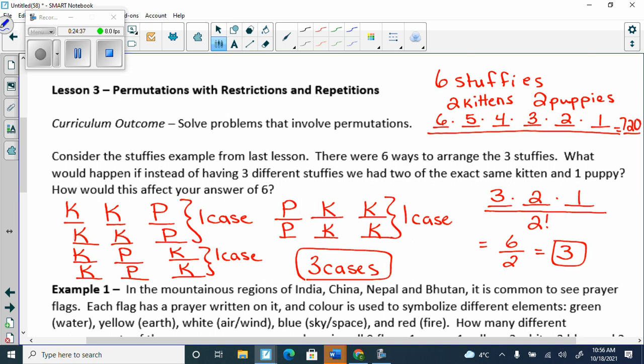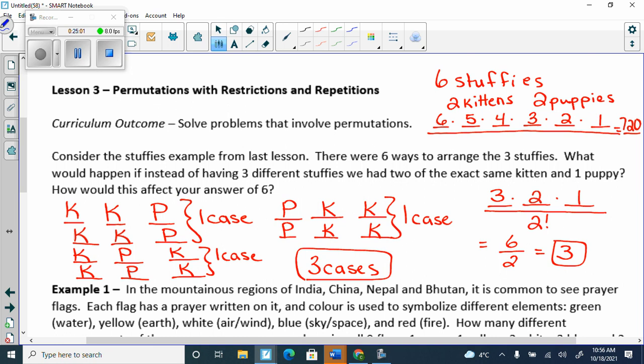The problem is 2 kittens look exactly the same. So there's going to be cases where I swap them, but you can't tell. And 2 puppies look exactly the same. There's going to be cases where I swap them and you can't tell. So last time we divided by 2 factorial for the 2 kittens, correct? We are not going to divide by 4 factorial because that would mean I have 4 that are exactly the same. Do I have 4 that are exactly the same? No, I have 2 that are the same and 2 more that are the same.